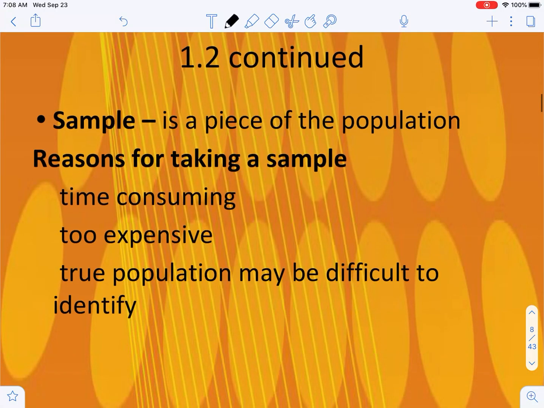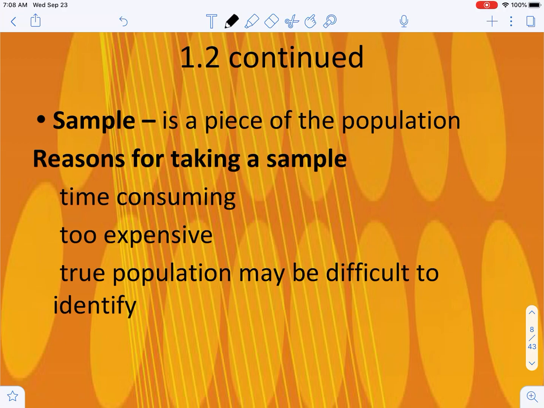So the next thing we're going to look at is a sample. A sample is just a piece of the population. So if we looked at Cascade Christian students, a sample of that would be the statistics classes, any class like that. Freshmen, sophomores, juniors, seniors, they would all be a piece of it.